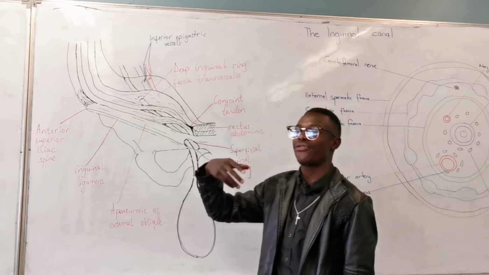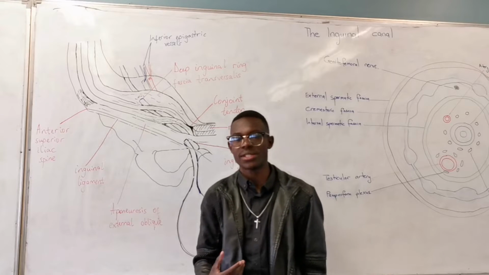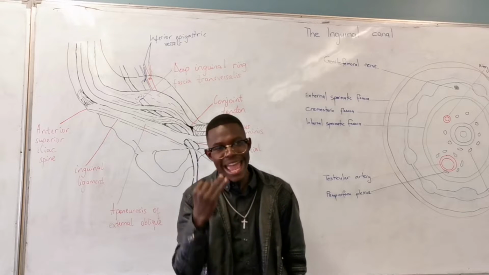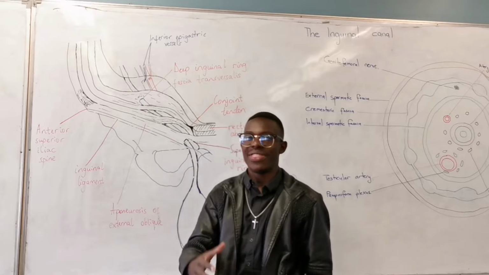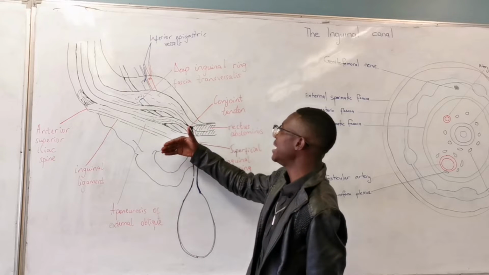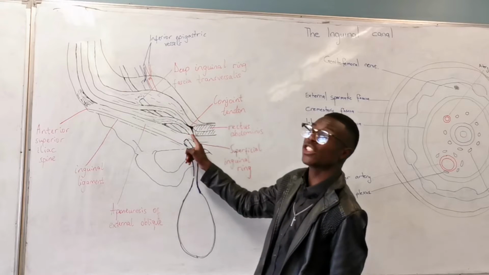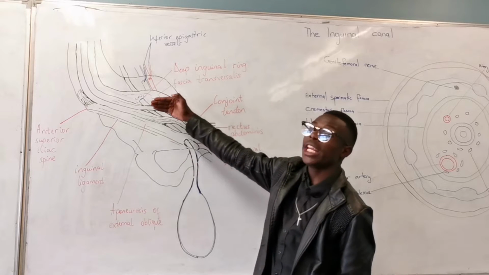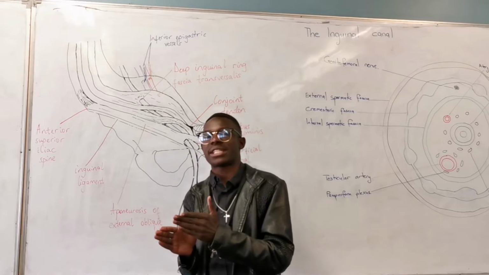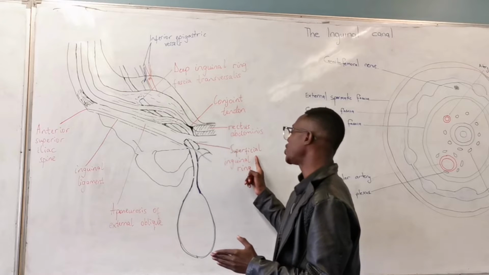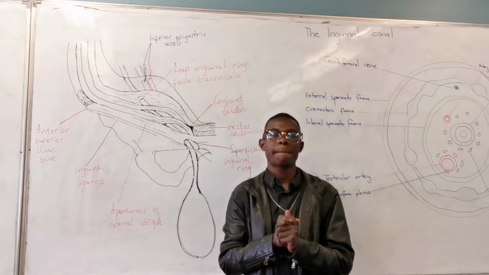We have fibers of the aponeurosis of the internal oblique and the transversalis abdominis. They join, and as they attach to the pubic crest, they join posteriorly and reinforce what? The superficial inguinal ring.